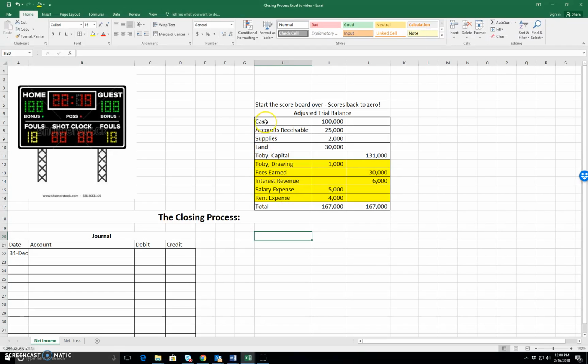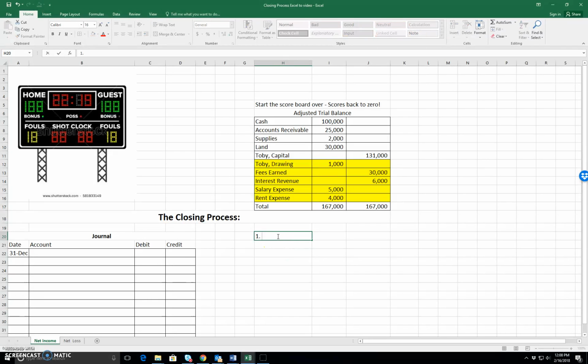The remaining accounts that you see here are called permanent accounts because they don't close at the end of each period. Their balances remain indefinitely. So the ones that we are going to be concentrating on are in the yellow and they're called temporary accounts. When we say that we want to close them, just like a scoreboard, we want to get their balances down to zero.